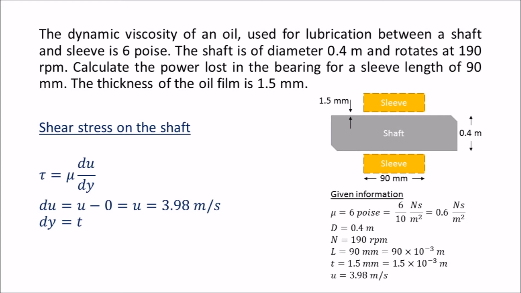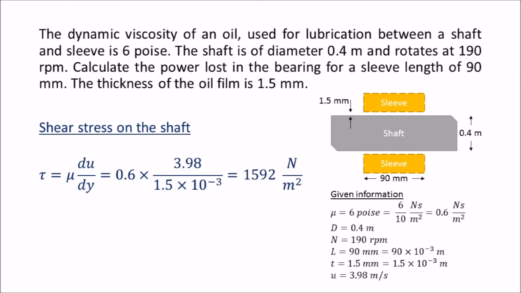Our corresponding change in distance for that change in velocity is then just the distance between the shaft and the sleeve, which is simply t. And we know that the value of t is 1.5 times 10 to the negative third meters. So substituting these values into our equation for shear stress, we get a value of 1592 newtons per square meter.